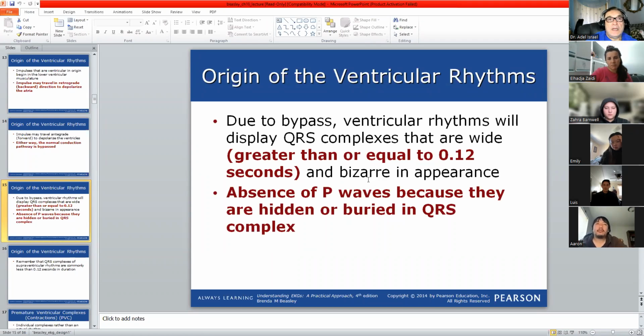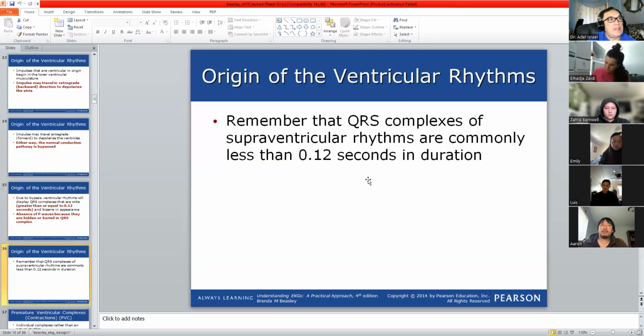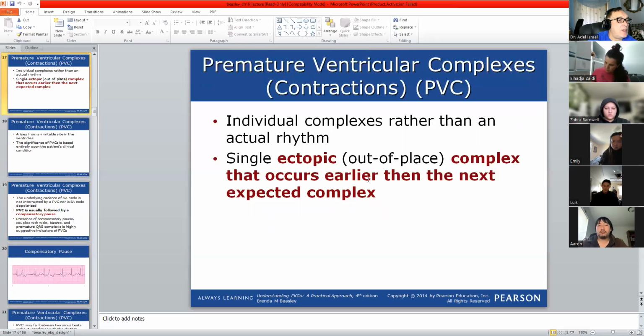So please remember, when we are talking about any issue of the ventricle, if it is a true ventricular problem, we have to change the description from narrow QRS to wide and bizarre. Are you following? Wide and bizarre. Okay. Let us see what we should know about this issue.